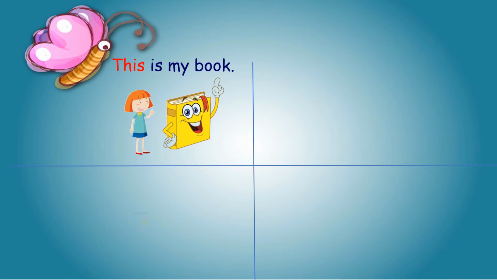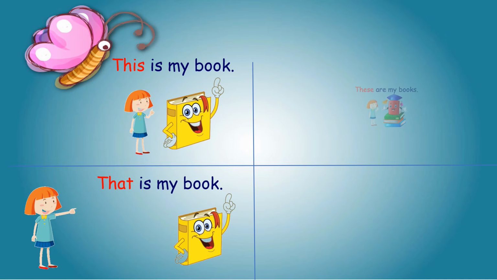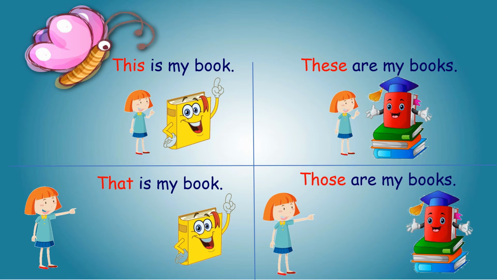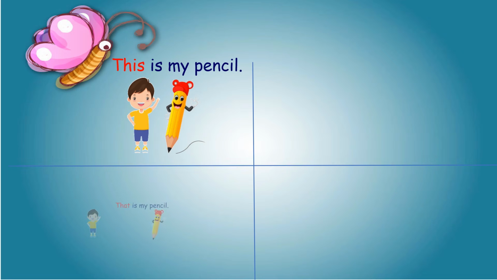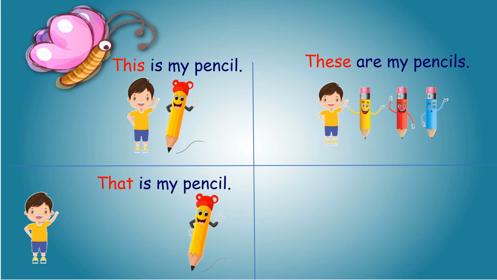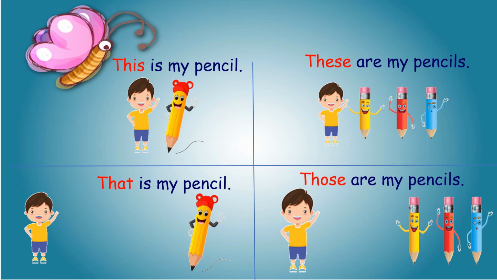This is my book. That is my book. These are my books. Those are my books. This is my pencil. That is my pencil. These are my pencils. Those are my pencils.